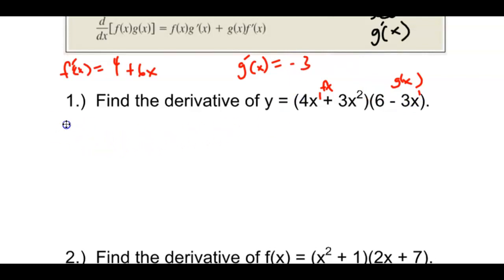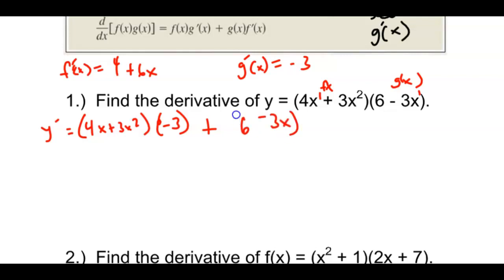So now, what I do to find the derivative of y is going to be the first function, 4x plus 3x squared, times the derivative of the second function, so times -3, or here I'll just use parentheses, plus the product of the second function times the derivative of the first.